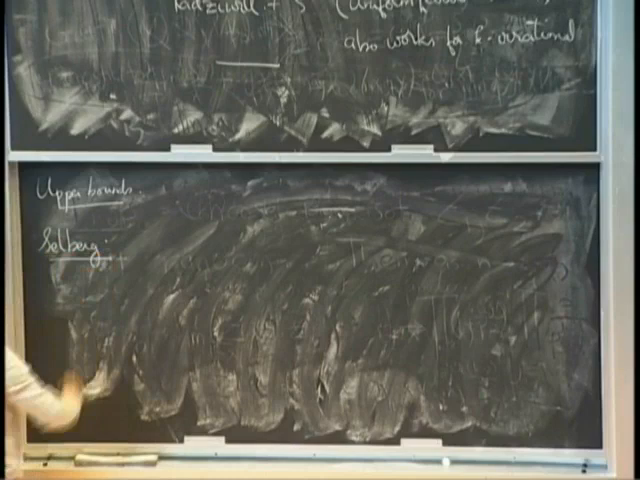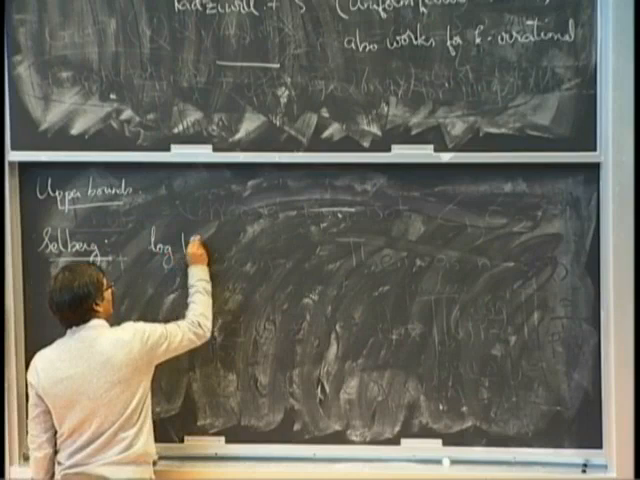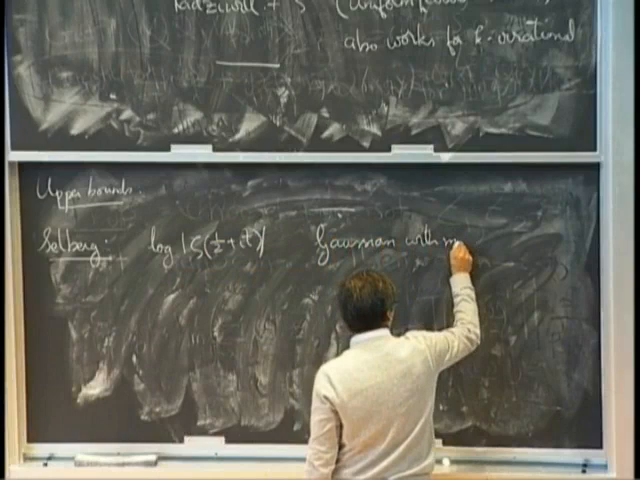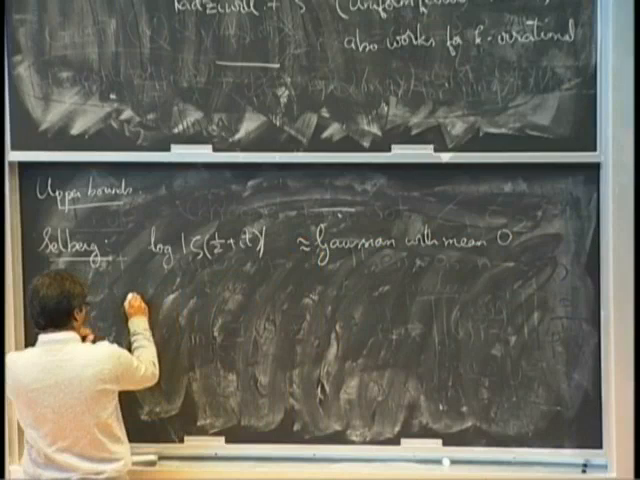Selberg proved that if you look at the values of log zeta of half plus i t, then this is approximately Gaussian with mean 0 and variance half log log t.